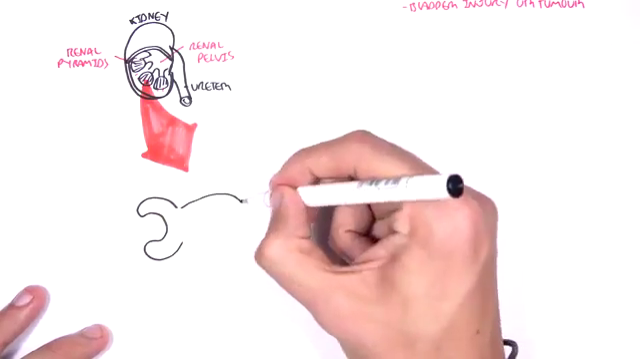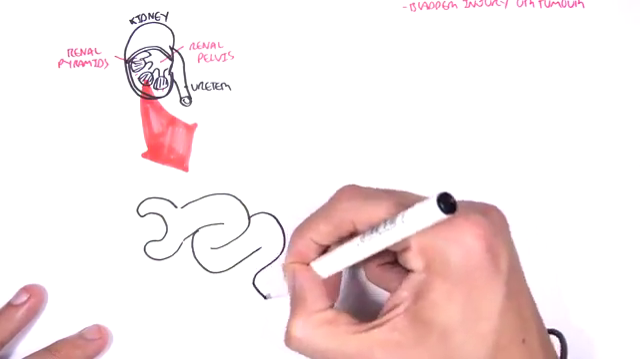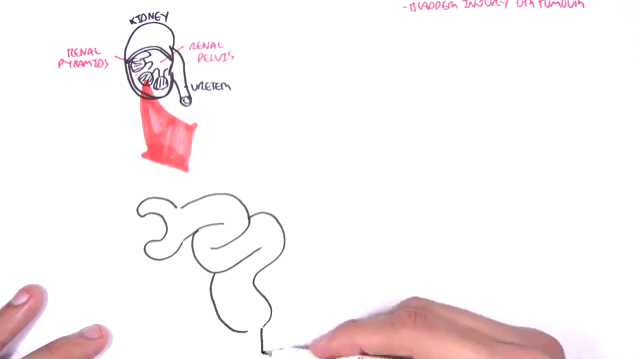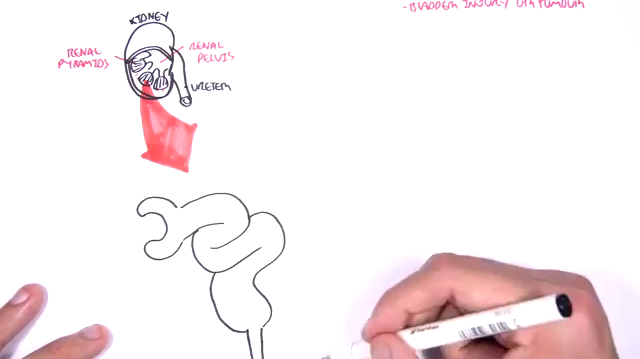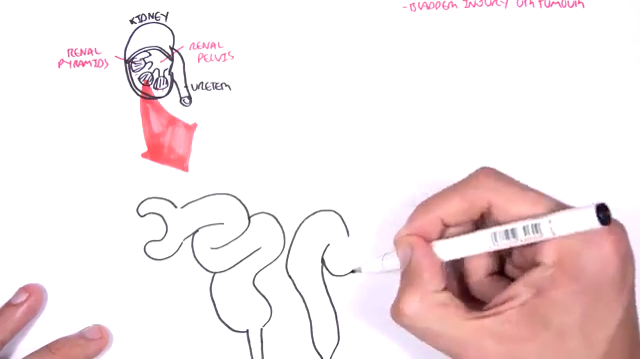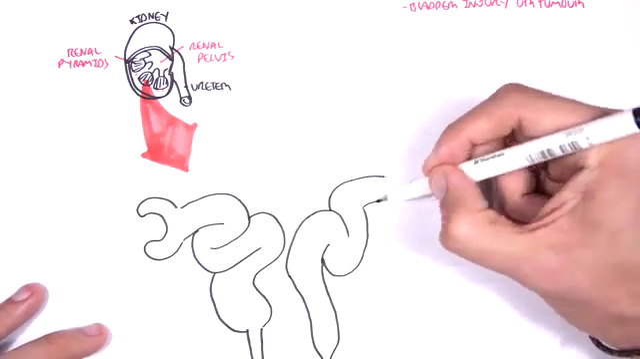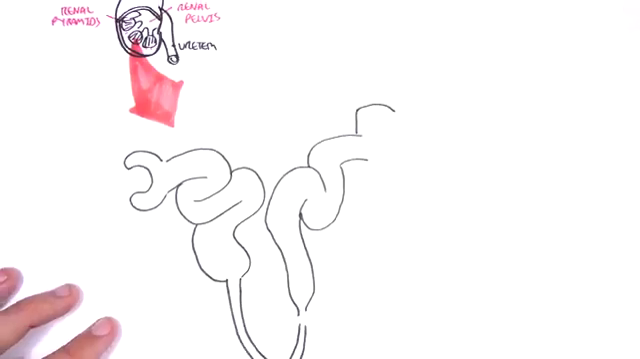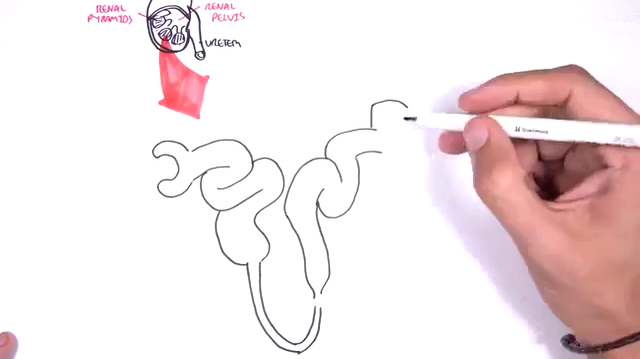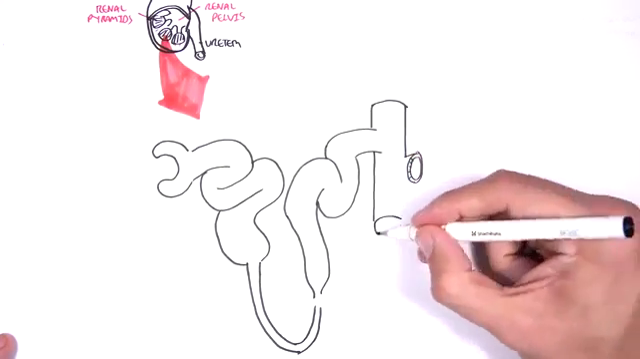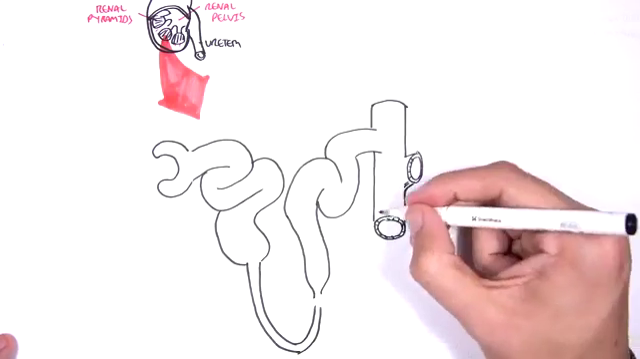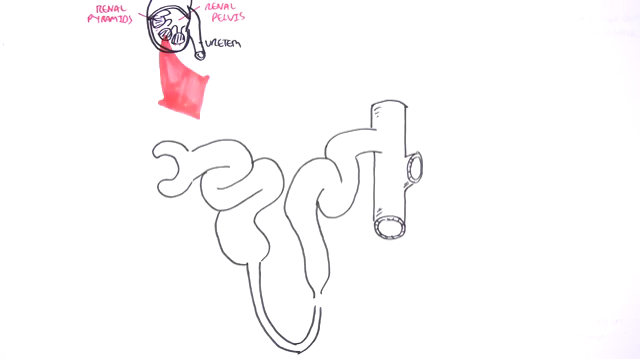It has the head, which is the Bowman's capsule, and then we have this convoluted part called the proximal convoluted tubules, which then forms the loop of Henle, and then we have the distal convoluted tubules, and then the collecting duct. So let us briefly look at the function of the kidneys, of the nephrons.